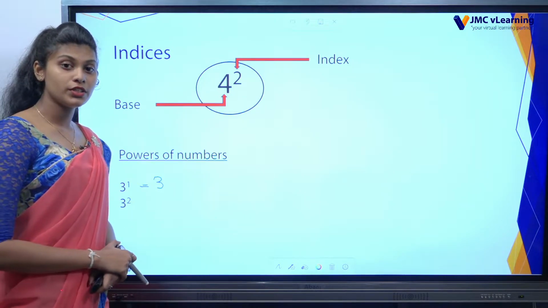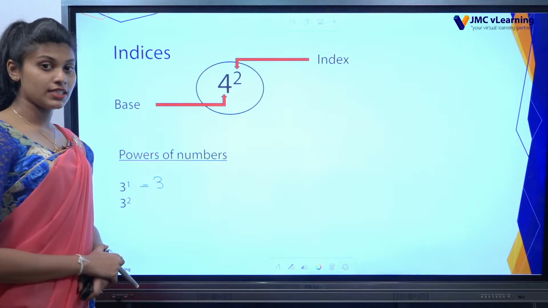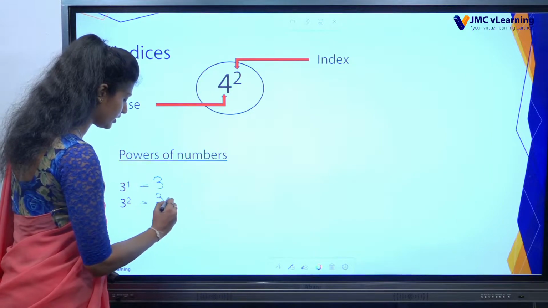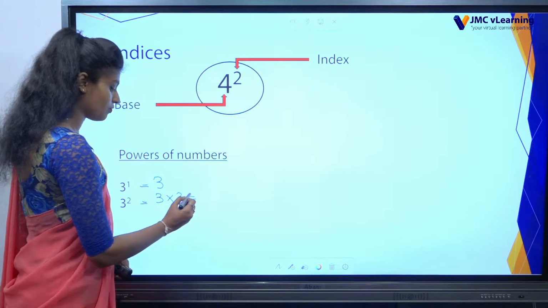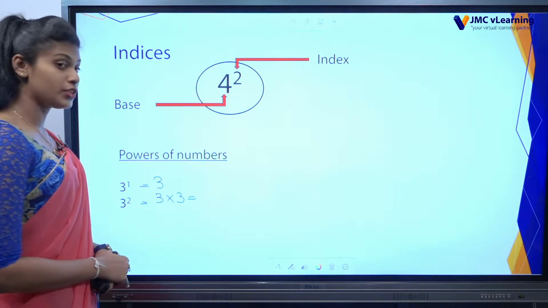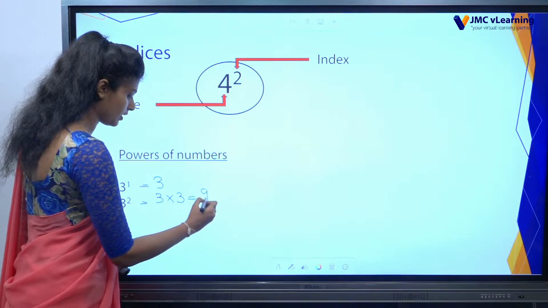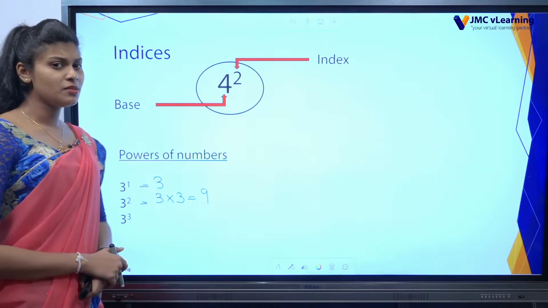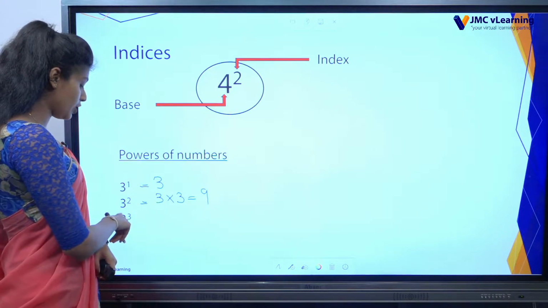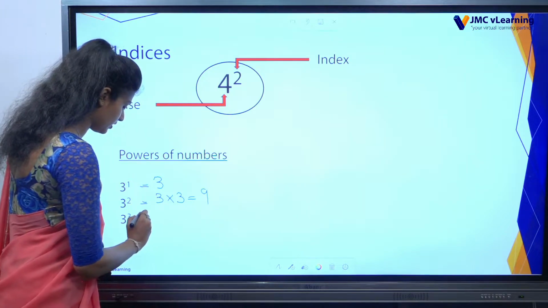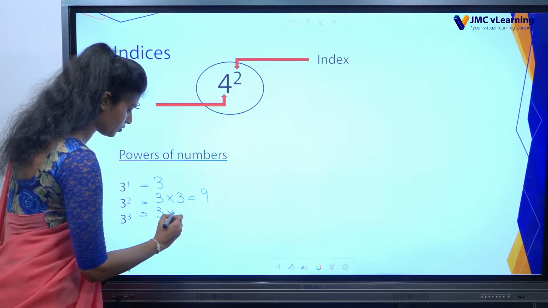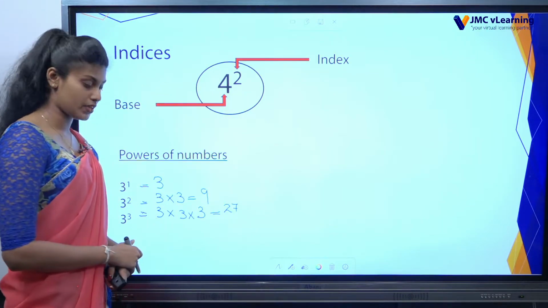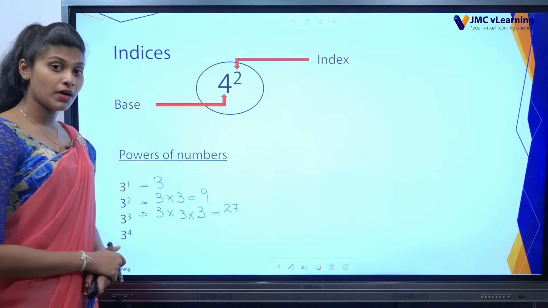Then 3 to the power 2. The meaning of this one is this 3 you have to multiply 2 times. That means 3 into 3. What is the answer? When you multiply 3 2 times, the answer is 9. Then 3 to the power 3. What is the meaning of this one? This 3 you have to multiply 3 times. Let's multiply 3 into 3 into 3. The answer is 27.